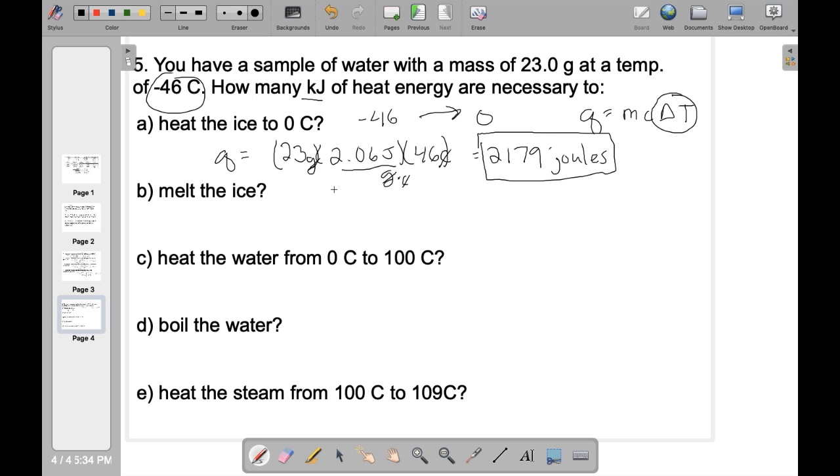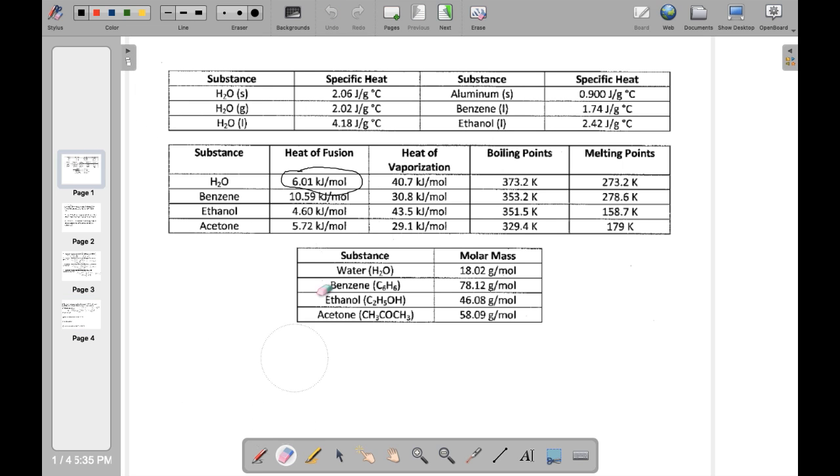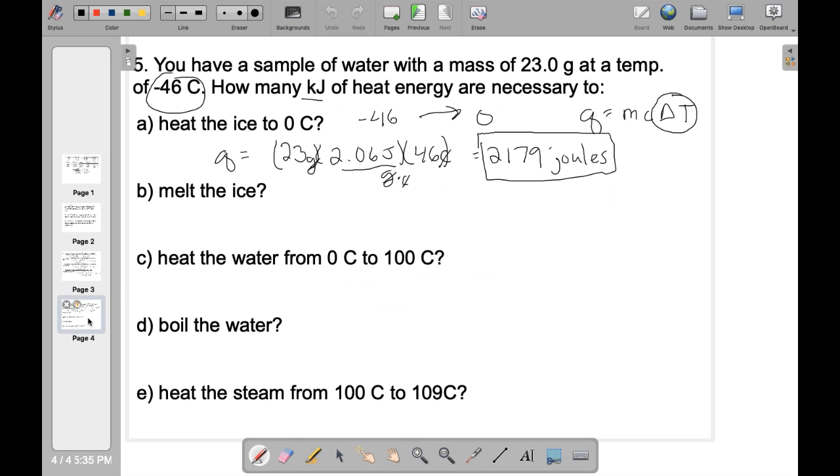Okay. So we've taken the ice from minus 46 degrees to 0. But now we want to melt 23 grams of ice. Well, think about it. This is exactly what we were doing in the previous problems. We need to use the heat of fusion. This is when we take something from a solid to a liquid. We're melting ice to a liquid. So the heat of fusion is 6.01 kilojoules per mole.